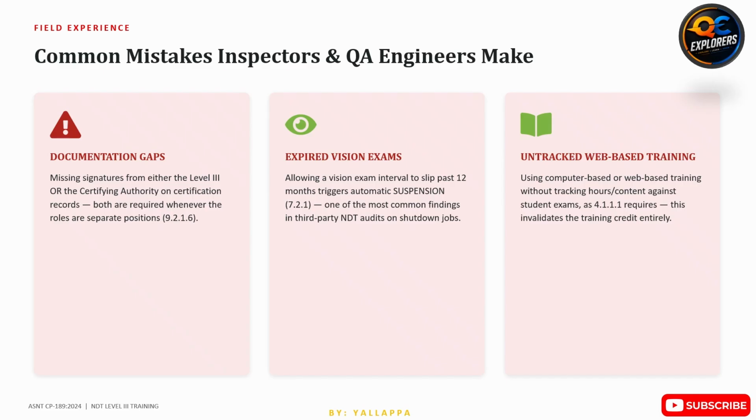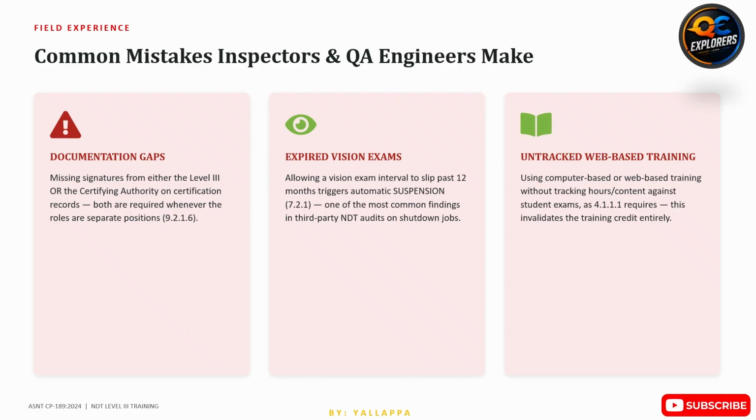In practice, organizations sometimes obtain only the Level 3 signature and forget the certifying authority's approval, or vice versa. Although the candidate may have completed all training, examinations, and experience requirements, the certification record remains incomplete. During an audit, an unsigned certification record may be treated as evidence that the certification process was never officially completed. This highlights an important lesson. Technical competence alone is not sufficient. Documentation must also demonstrate compliance.